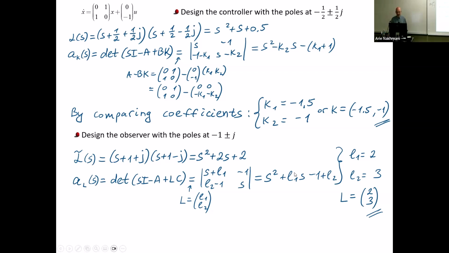Comparing coefficients, L1 is very simple, it will be just 2, right? Because we're comparing 2 to that coefficient. And minus 1 plus L2 will also be 2, so L2 will be 3. So you have the observer vector 2 and 3. Done with observer design. Okay? Any questions? And again, you can use the Pascal formula, use Ackermann's formula, all of the above.